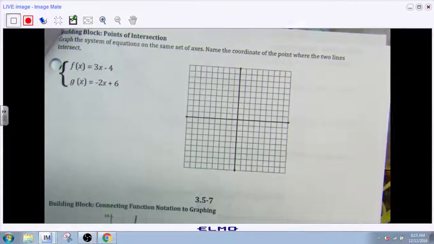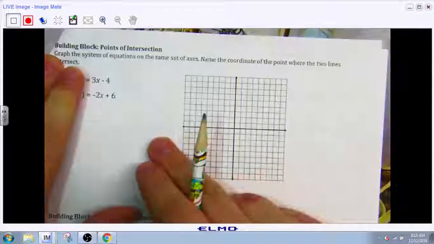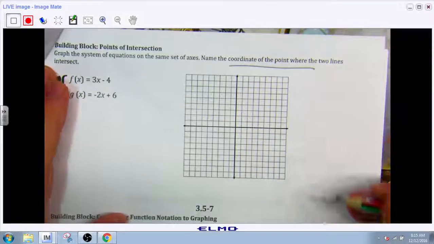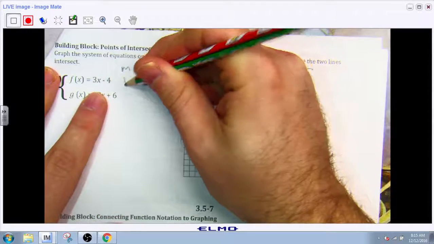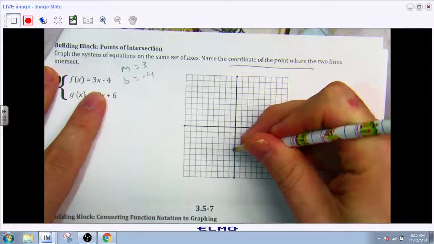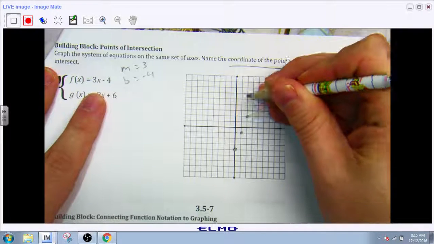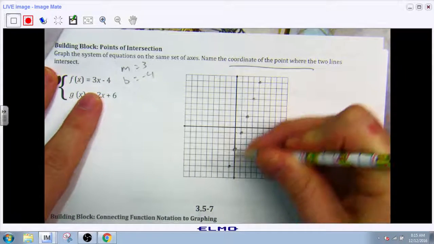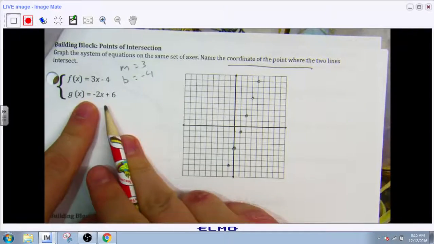Building blocks, points of intersection. So what we're trying to do here is figure out where these lines cross. We want to name the coordinate of points where the two lines intersect. So this is just y equals mx plus b, right? I see that my m is 3, my b is negative 4, so I go down to 4. 1, 2, 3, 4, negative 4. My m is 3, so I go up 3 over 1, up 3 over 1, up 3. And since I'm looking for a point of intersection, I'm trying to make a really good point of hitting all of those intersecting points, because it's going to make it easier assuming g of x crosses one of them.